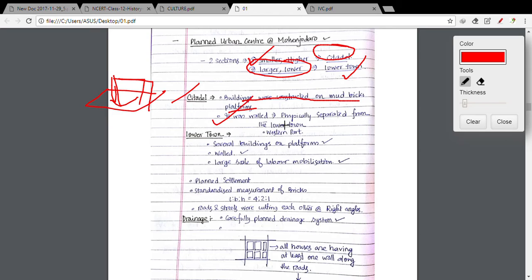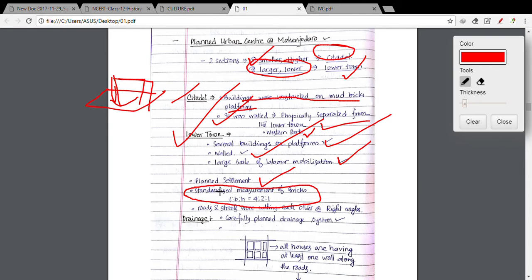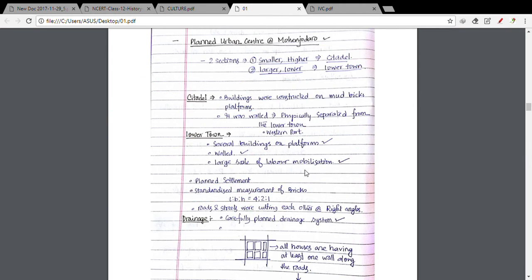It was physically separated from the lower town. Generally they were found in the western part. In the lower town, there were several buildings on platforms, and there was a wall on the different parts. Large-scale labor mobilization was required because a large number of buildings were built. It's an example of a planned settlement. And there is an important fact: standardized measurement of bricks. The length, breadth and height of the bricks were in the ratio of 4:2:1.